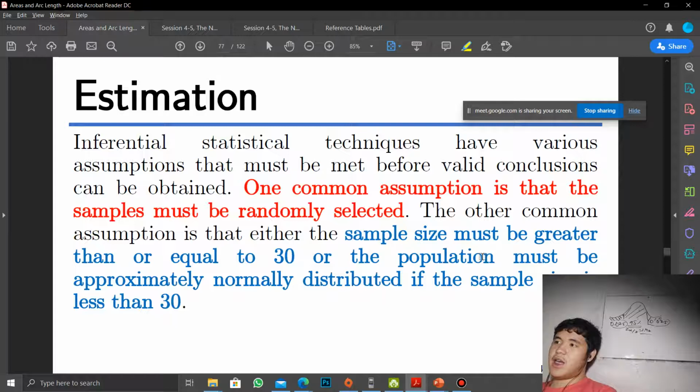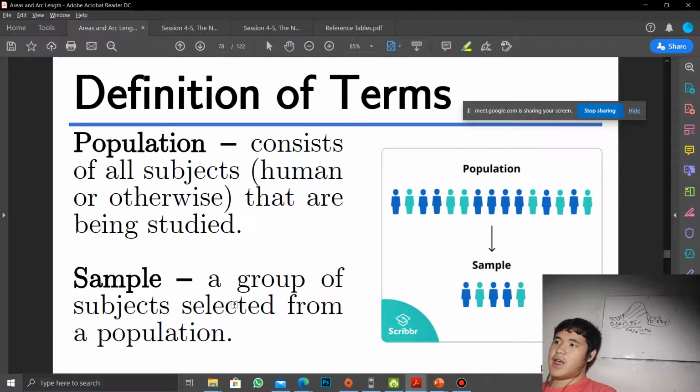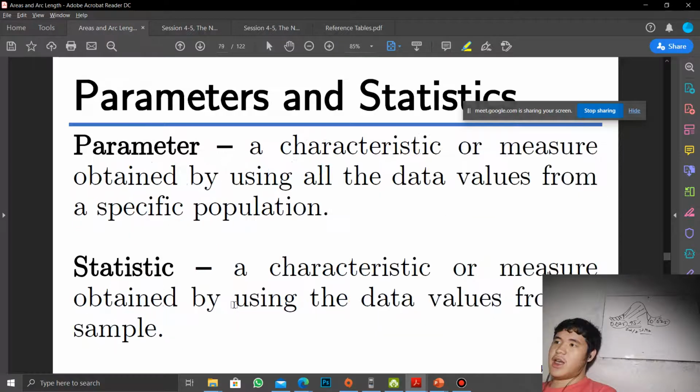So, one of the assumptions is that the sample should be randomly selected. And next, the sample size must be greater than or equal to 30, or normally distributed if the sample size is less than 30. Definition of terms: population, of course, consists of all human subjects that are being studied, and the sample is the group of subjects selected from a population.